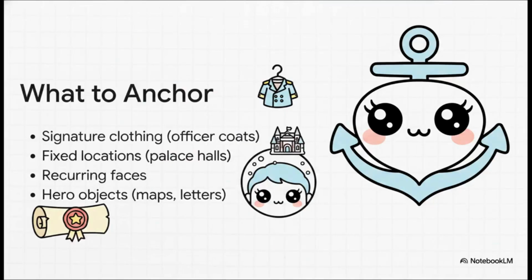Now, you don't need to anchor every single thing, but you absolutely must lock in the elements that the audience will spot if they change. Anchor signature clothing, things like an officer's coat or a ceremonial dress. Anchor fixed locations that show up a lot, like a palace hall or a trench. You've got to anchor recurring faces if a character is in multiple clips. And for sure, anchor hero objects. If your whole scene revolves around signing a famous historical letter, that letter better look exactly the same from shot to shot.